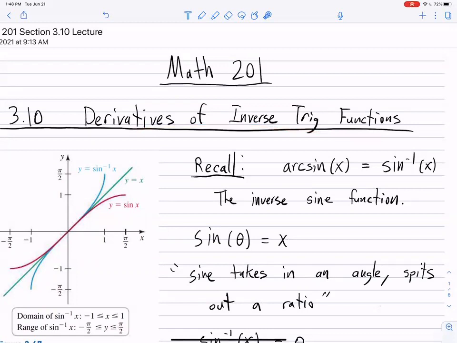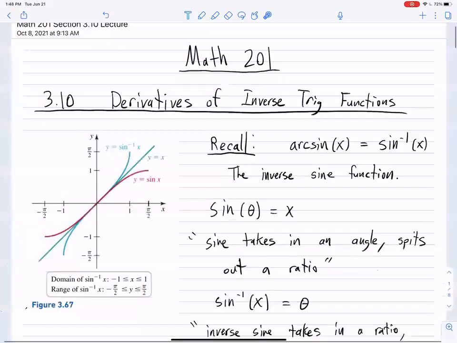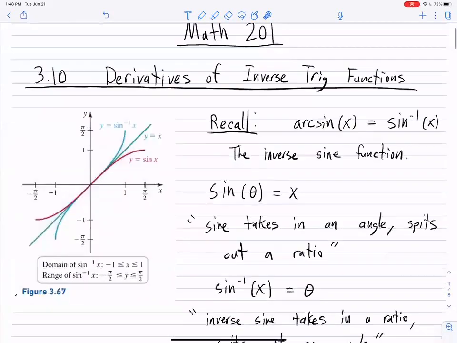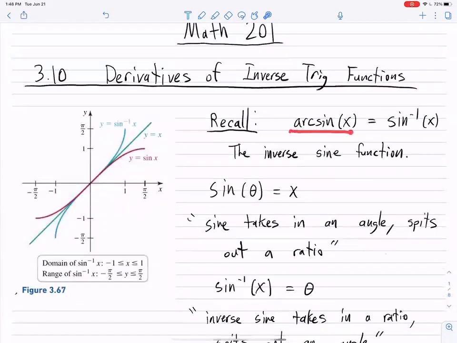And so let's remind ourselves of what an inverse trig function is. The terminology, sometimes we call it arcsine or sine inverse. That's what this -1 here means, sine inverse of x. This is the inverse sine function. And so what do we mean by inverse?